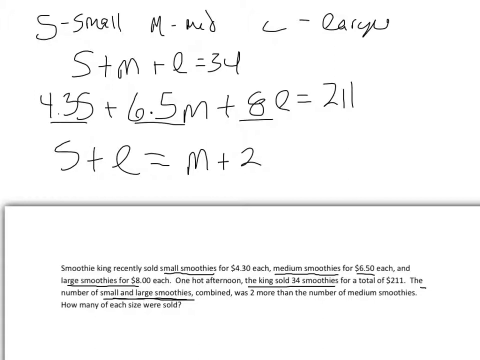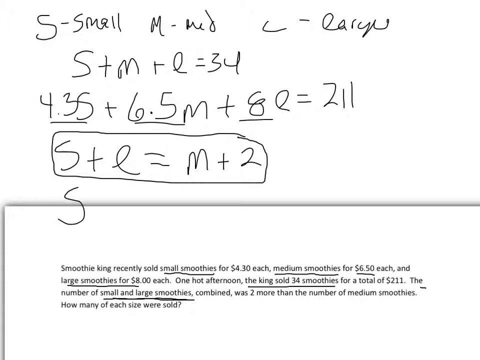So what do we want to do? We can use elimination or we could use substitution. Substitution is probably not going to be best here. I'm going to write this in standard form, which is where all the variables are on one side. So if I subtract m from both sides, we get s minus m plus l equals 2. So rather than use the original equation, I'm going to use this equation.